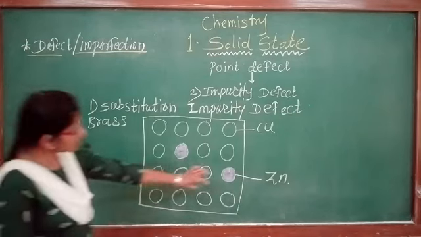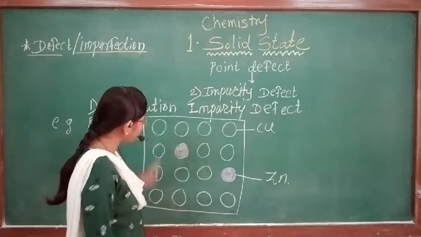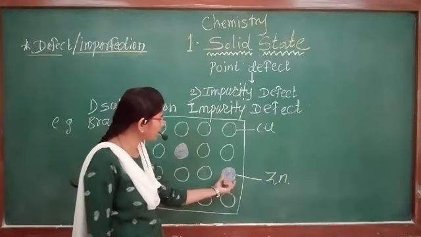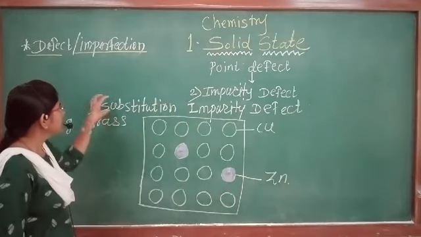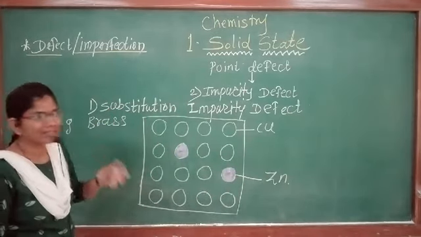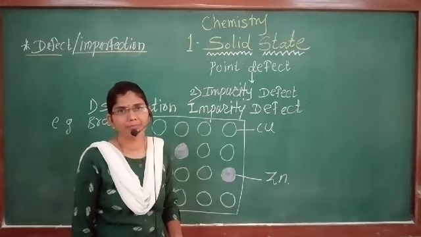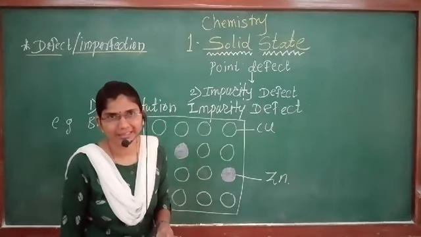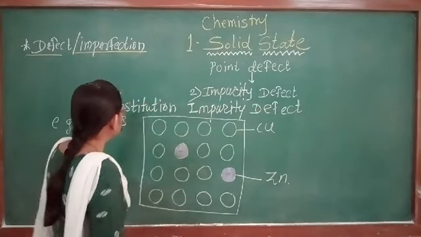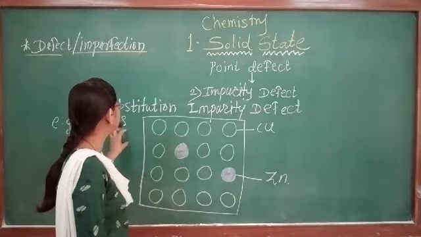Here the zinc occupies the regular sites of the copper atom. When some sites of the copper are occupied by the zinc, then it is called substitutional, because the zinc is substituted instead of a copper. Here the zinc acts as an impurity, and therefore it is called a substitutional impurity defect. And the example of this is brass.